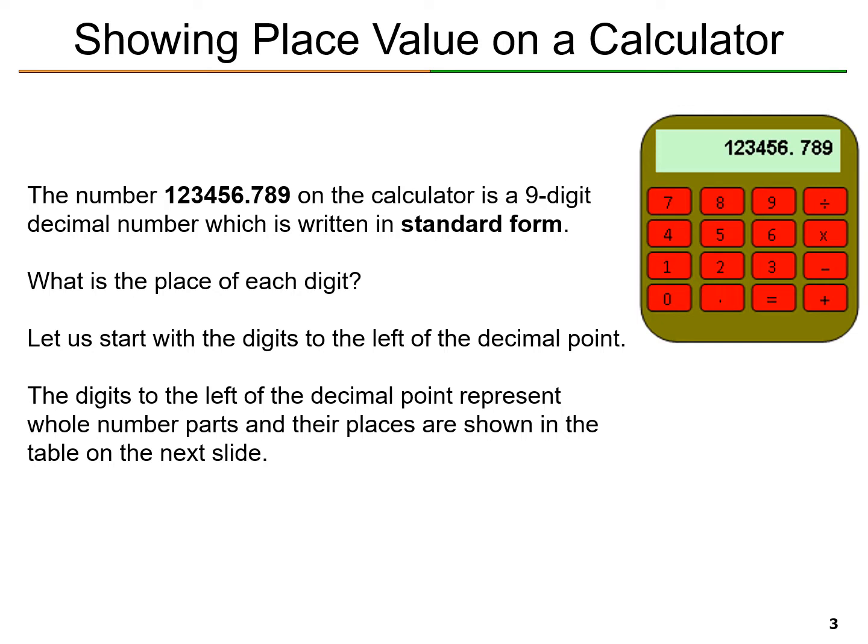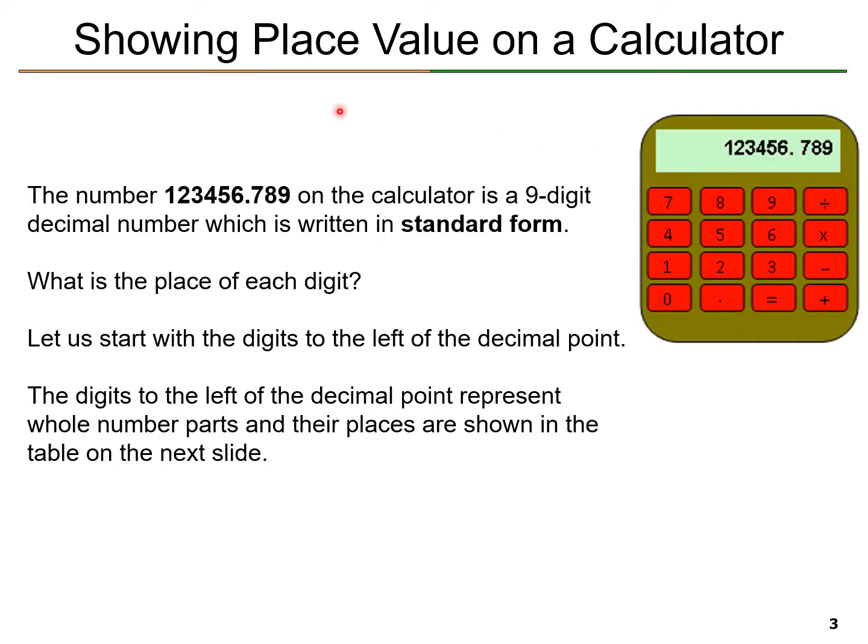Let's show place value on a calculator or electronic adding machine. The number 123,456.789 is shown on this calculator. It's a 9-digit decimal number written in standard form. So it's a decimal number because we have this decimal point right here. And we see that we have 9 separate symbols or 9 separate digits. And for now, we're interested in the place of each digit.